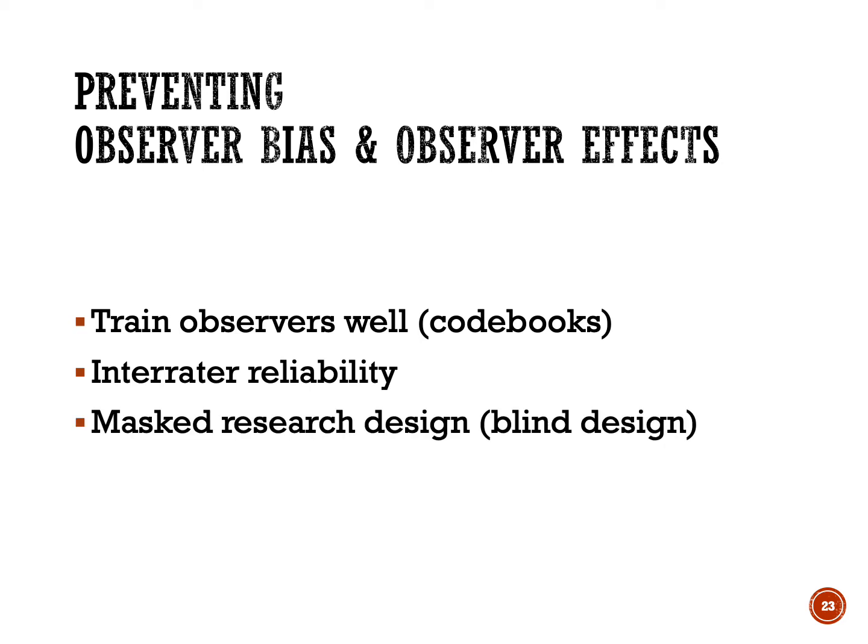Next is you can have a blind design. This is when the observer, the person making the observations, does not know about the study, and they don't know about the hypothesis. So I have an example of this.